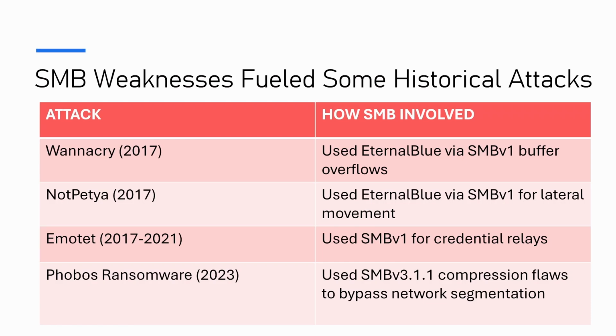We have WannaCry, which used EternalBlue to spread ransomware via the SMB version 1 buffer overflows. We have NotPetya, which weaponized EternalBlue for lateral movement, causing over $10 billion in damages to Ukrainian infrastructure. Then we have Emotet, which used SMB version 1 credential relays to deploy banking Trojans. And then we have Phobos ransomware in 2023, which leveraged SMB version 3.1.1's compression flaws to bypass network segmentation.